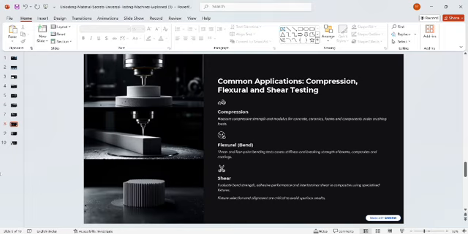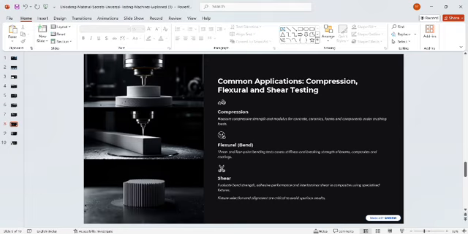So next, other common applications are compression, flexure, and shear testing. In compression, we compress the material, which is most used for concrete, ceramics, foams, and components under crushing loads. We generally apply crushing loads to compress a specimen, and the most used materials are ceramics, concretes, and metals.